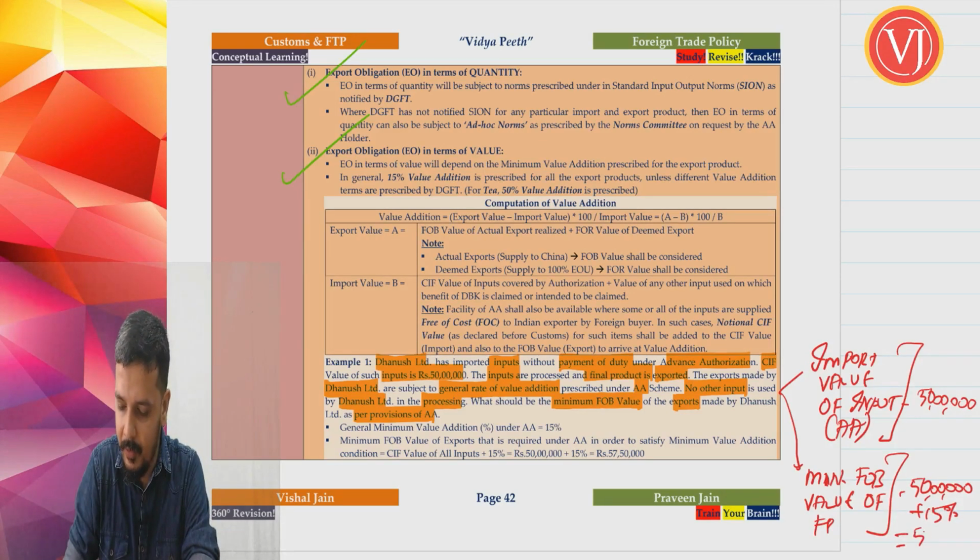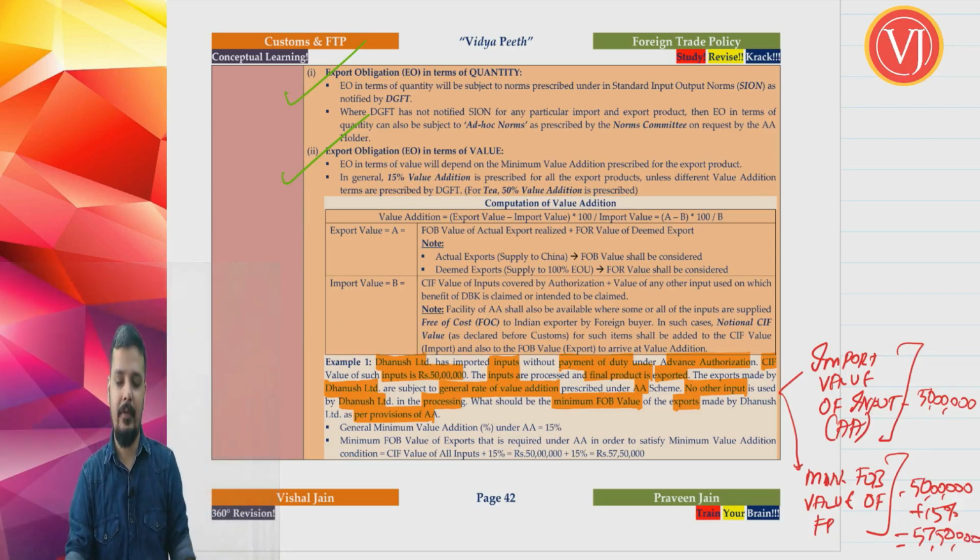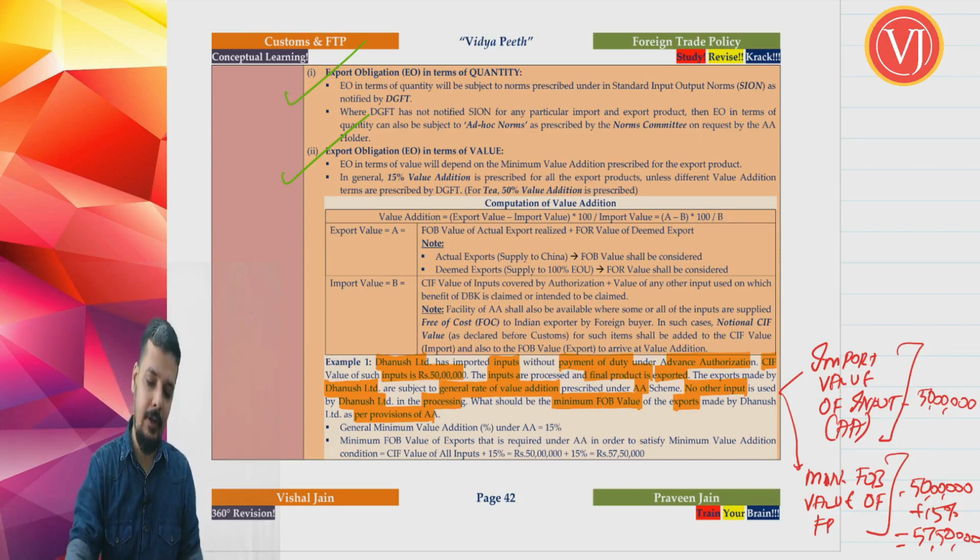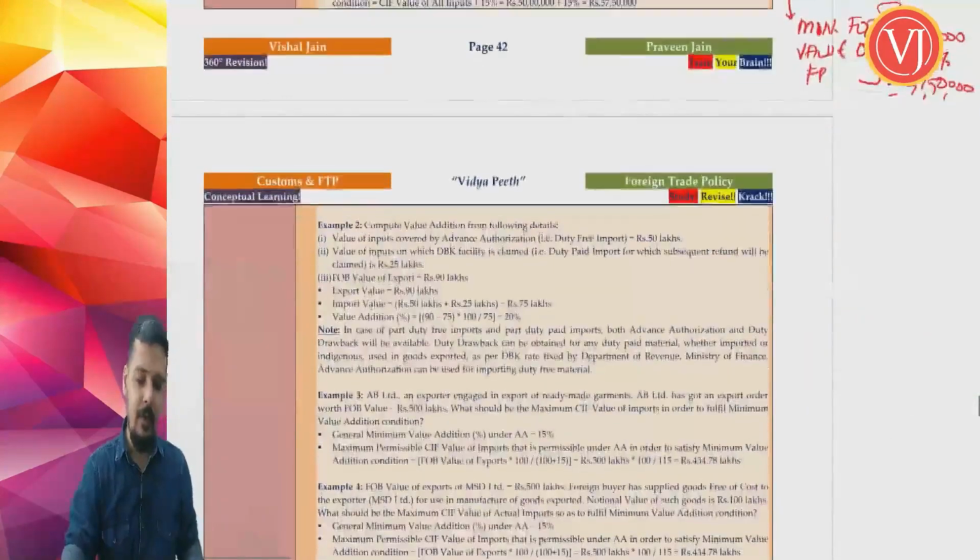15%, which is equal to 57 lakh 50,000. A very normal question, basic question. They are telling that please calculate what should be the minimum export value. What should be the minimum export value? Now let us see the next question.